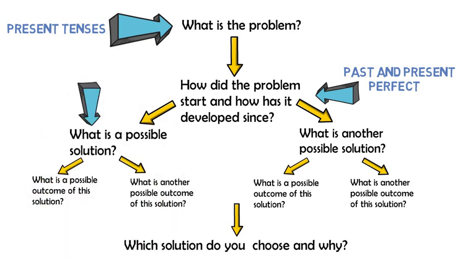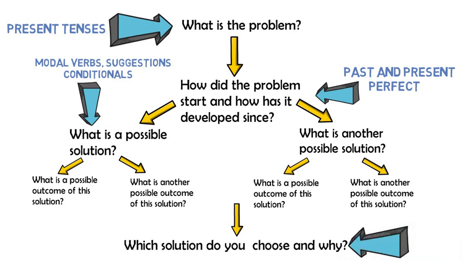The next branches ask for solutions, and they prompt 1. Modal verbs, like we could do this, 2. Phrases for suggestions, like why don't we, and 3. Conditionals, like if we do this, then X, Y, Z. And those modals, suggestion phrases and conditionals continue with the next branch because students speculate on possible outcomes. Finally, the last question encourages functions for giving opinions and reasons. For example, I think we should do X because Y, and so on.